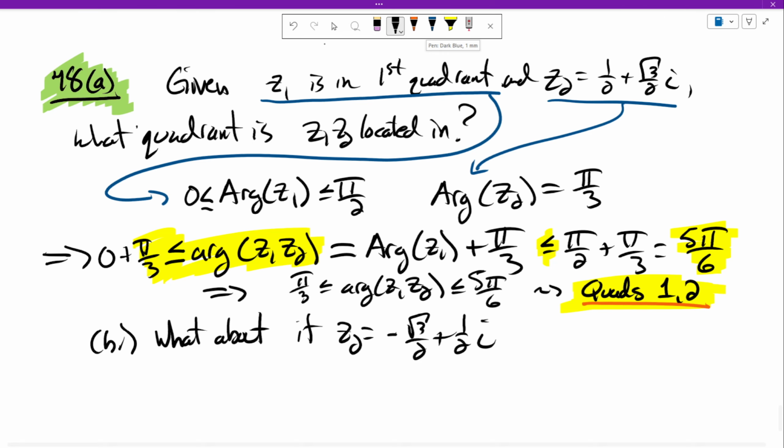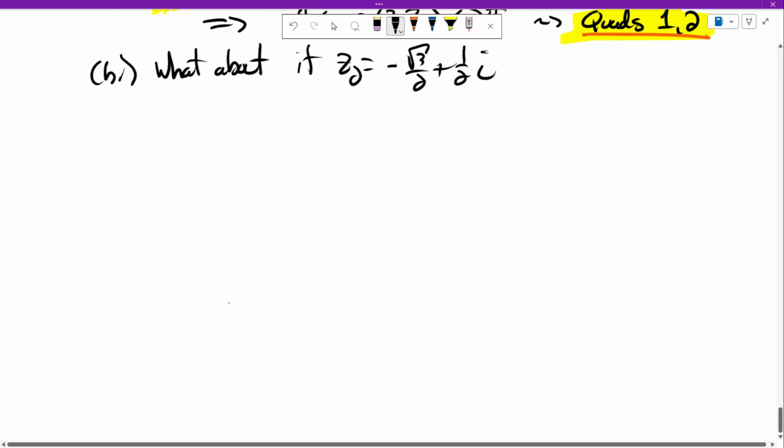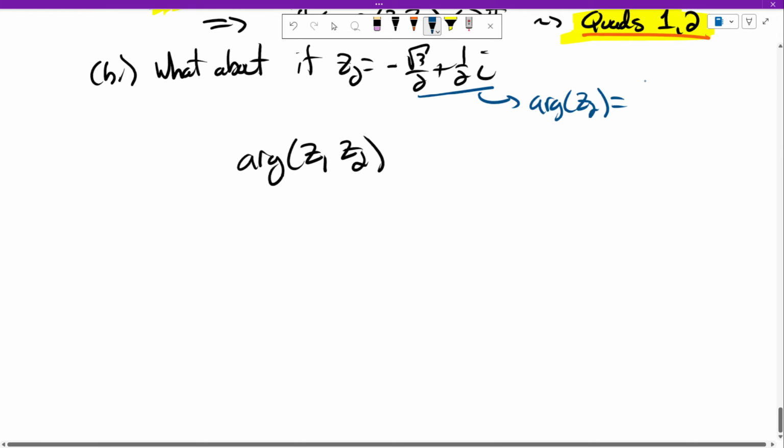Now let's do a similar analysis for part B. Again, we know that the argument, well, I'm not going to write principal argument. The argument of z1 z2, if we think about this, the argument of this z2 is equal to 5 pi 6. So that's going to be equal to, of course, I'm going to use the principal argument for z1 and for z2.